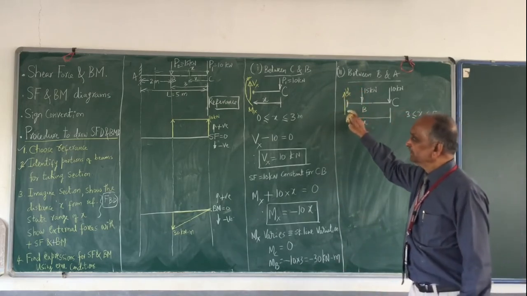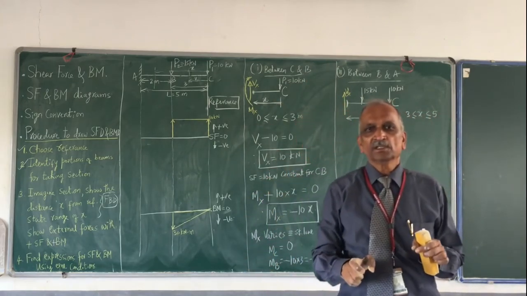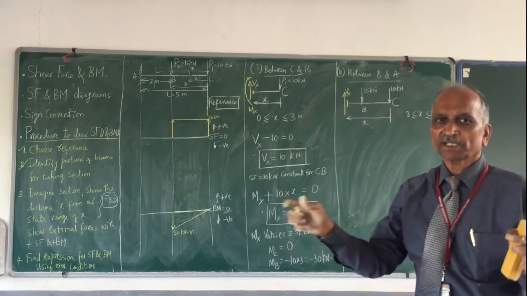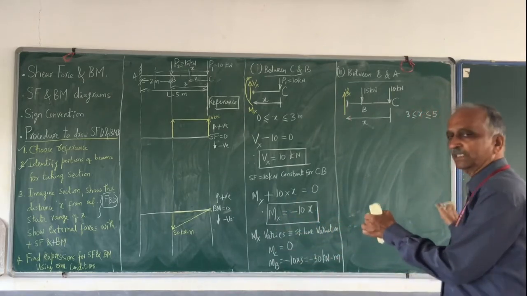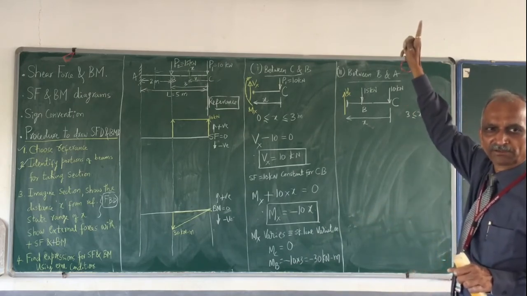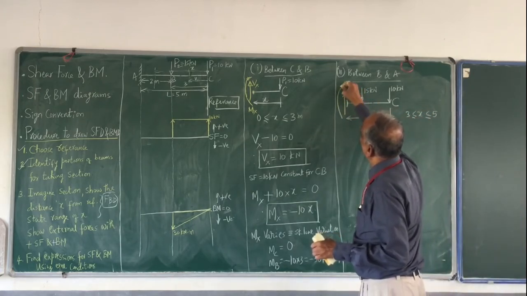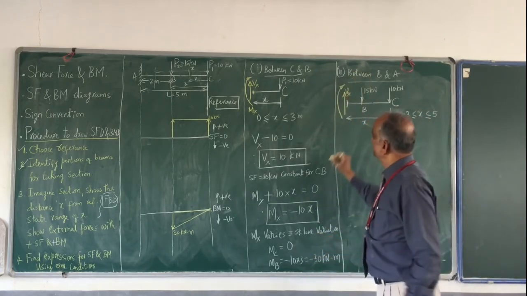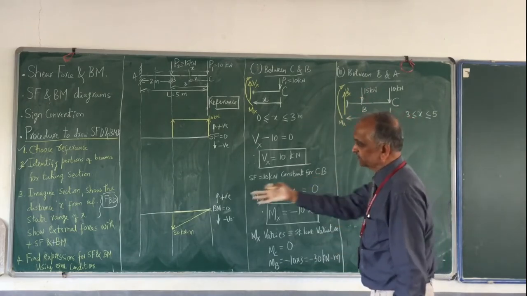Any doubt here? Okay, go back to the sign convention. Take a section. Consider a portion of the beam for analysis. If your portion of the beam is to the right side, then the positive shear force is in the upward direction. The positive bending moment is like this. This is my Vx, this is my Mx. Okay, this is what we have shown.